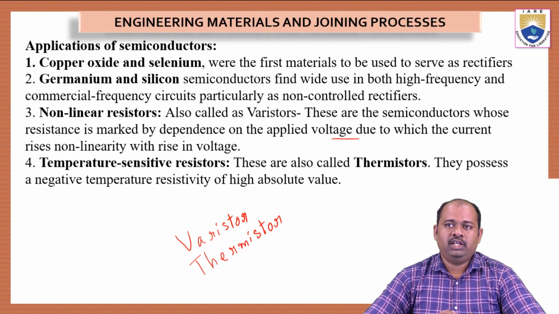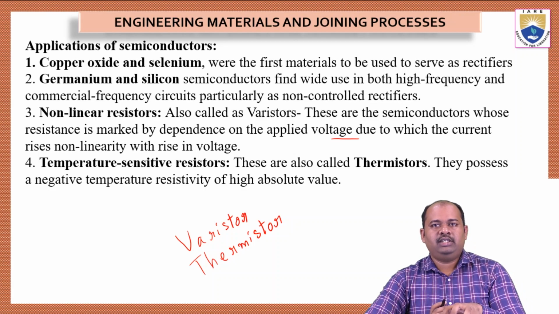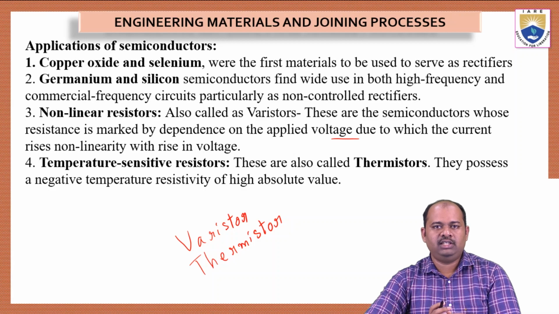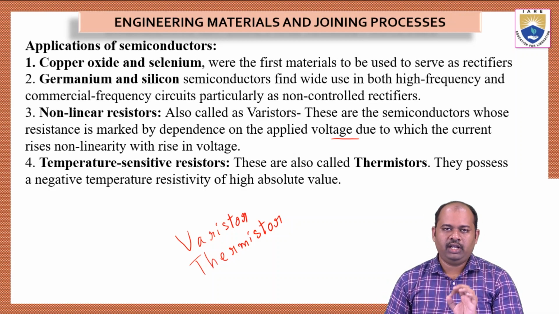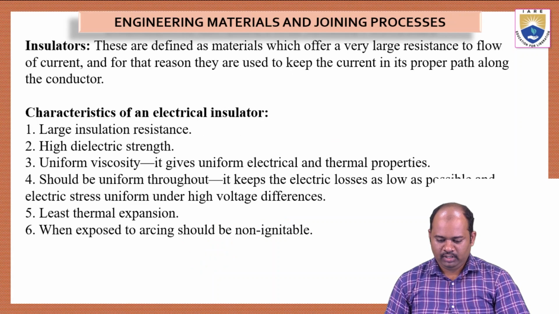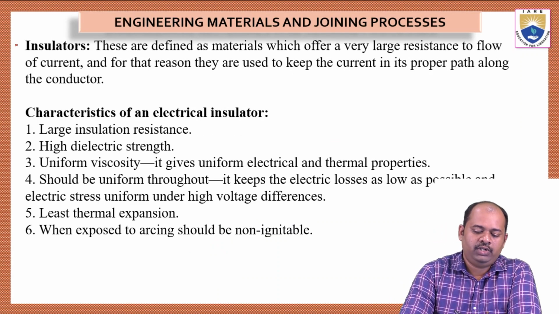Thermistors possess a negative temperature resistivity of high absolute value. So these temperature sensitive resistors, which are shortly called thermistors, are used in temperature control machines like air conditioning and refrigeration systems. And then we have insulators.